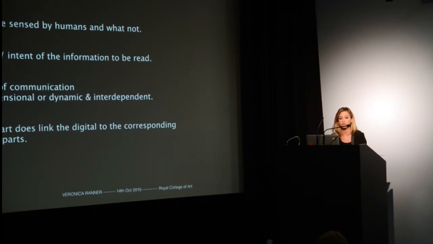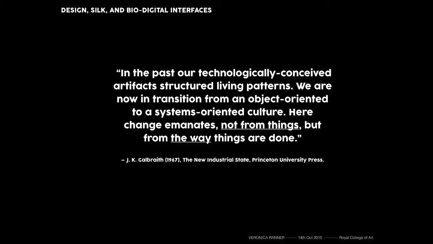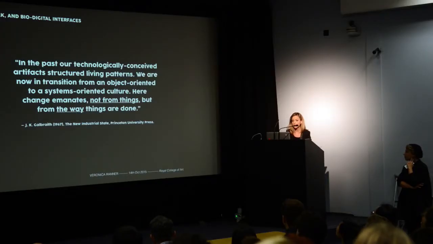Designing for transience involves the cognitive, the affective, spatial and quantitative elements of biological and digital, and as such is a much broader field, very different from designing objects, but designing systems. I found this quote quite interesting: "In the past, our technologically conceived artifacts structured living patterns. We are now in transition from an object-oriented to a systems-oriented culture. Here, change emanates not from things, but from the way things are done."